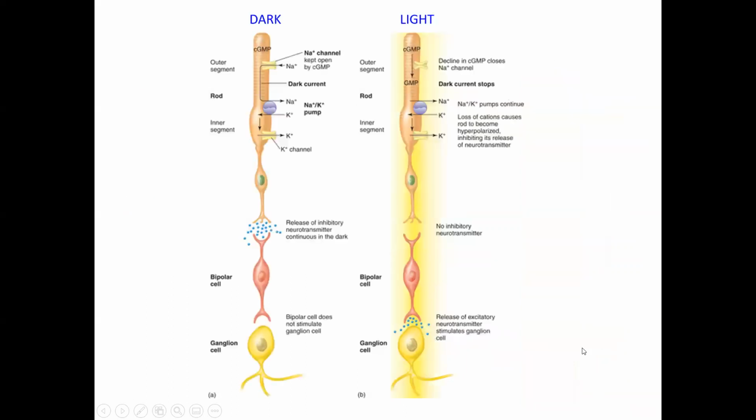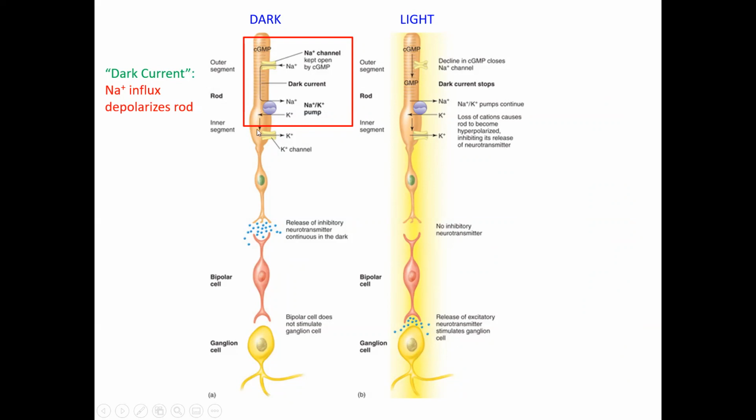Let's look at that a little bit more closely. In the dark, we have what's called the dark current. This is because when there is no light present, the sodium channels are open, which means we have sodium flooding into the cells. We call it the dark current because of the flow of sodium into the cells, depolarizing the rods when it is dark.